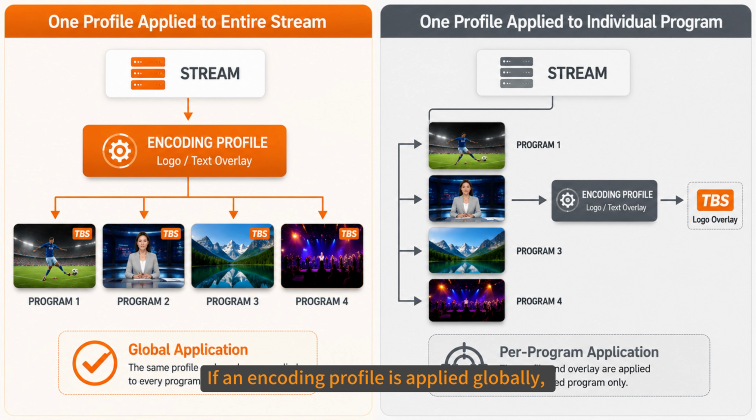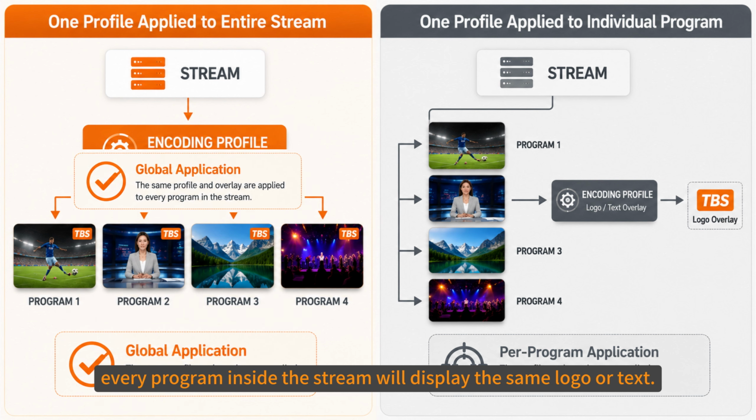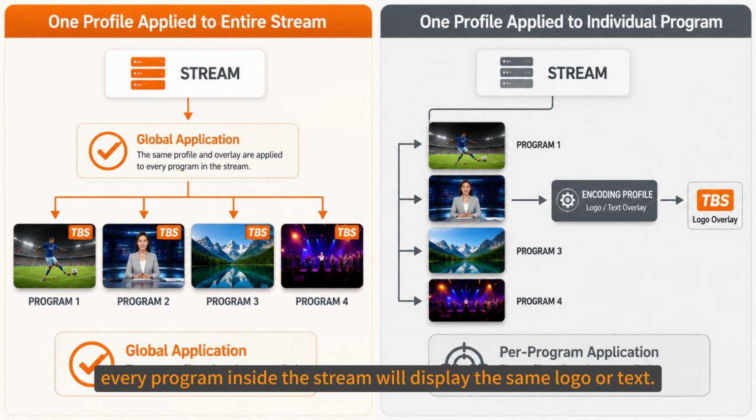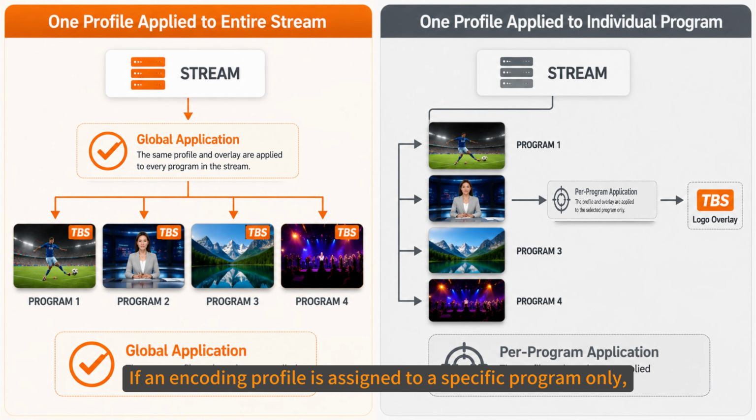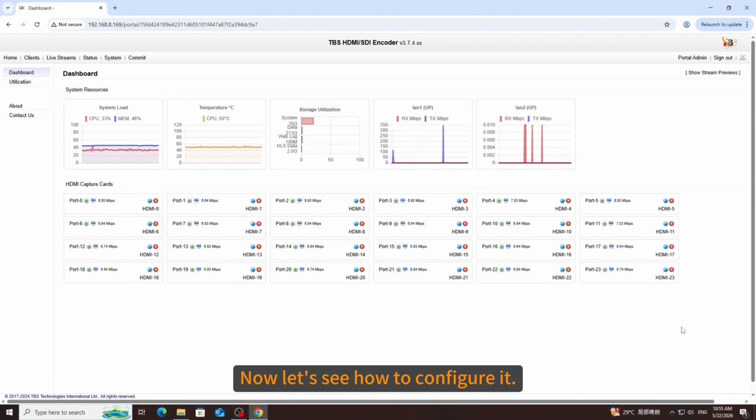If an encoding profile is applied globally, every program inside the stream will display the same logo or text. If an encoding profile is assigned to a specific program only, then the overlay will appear on that program alone. Now let's see how to configure it.